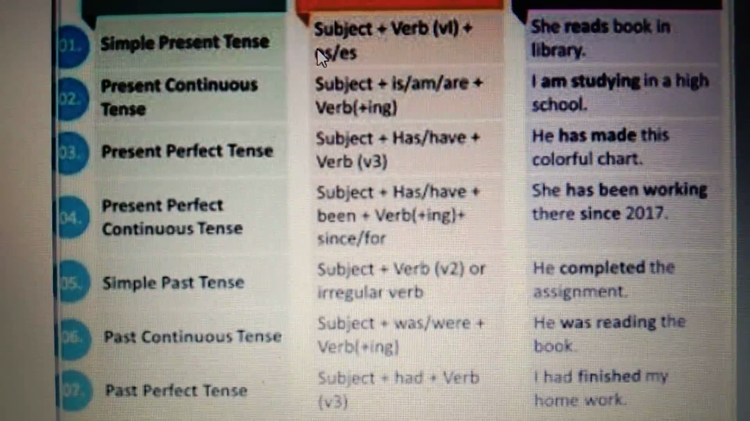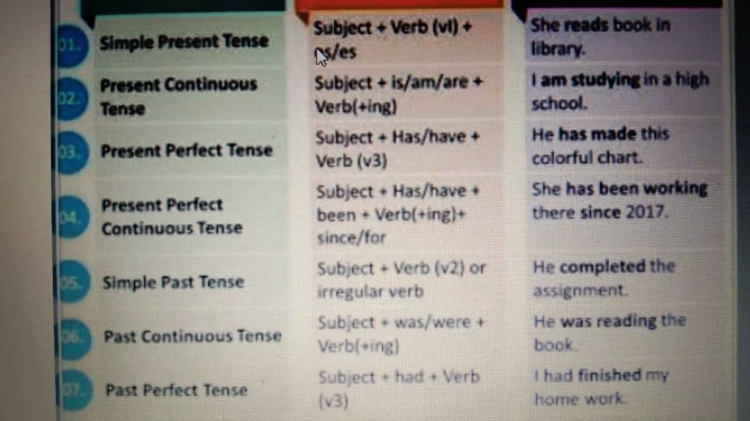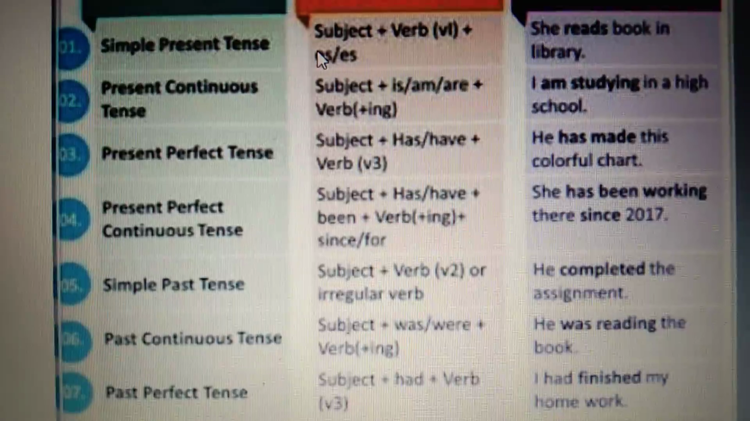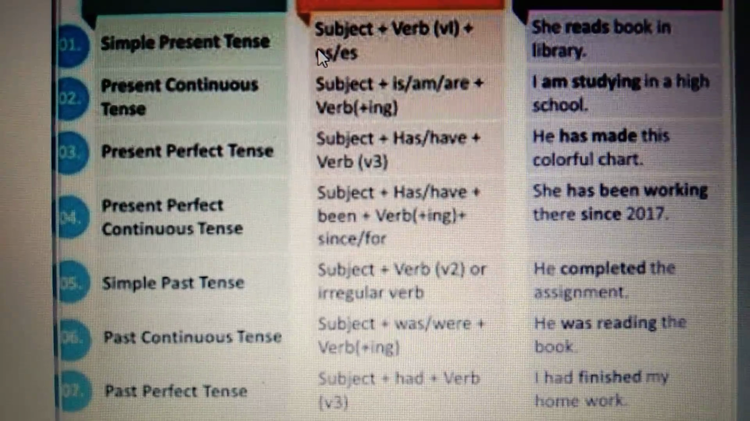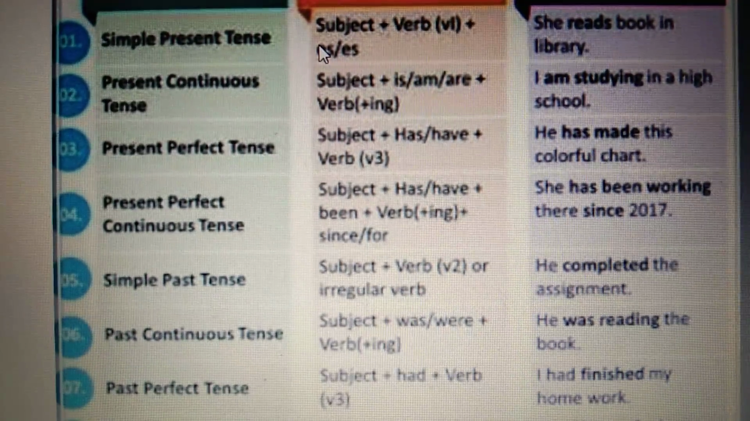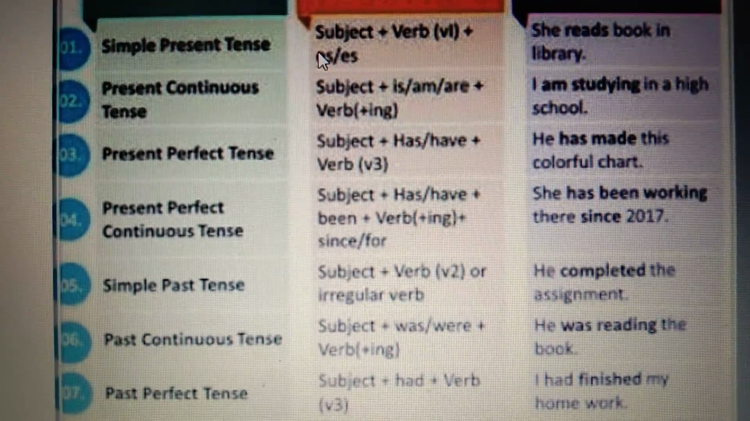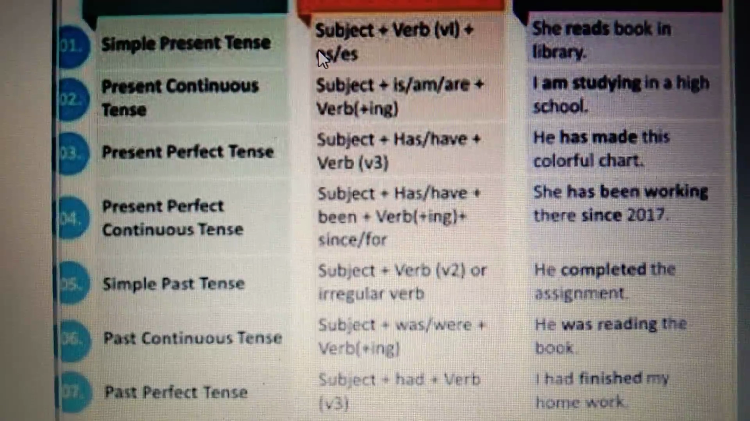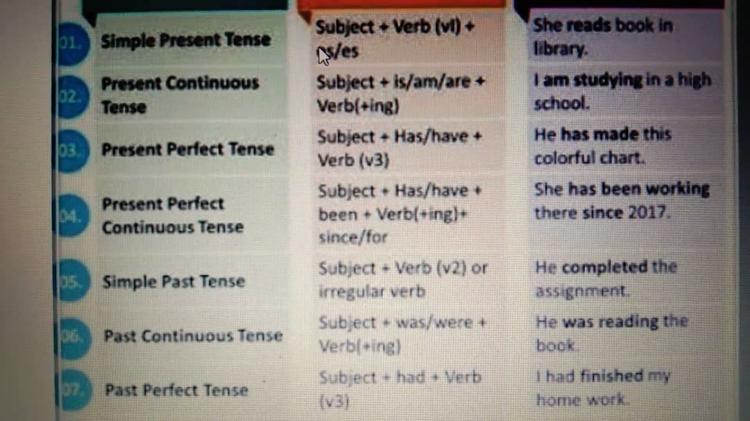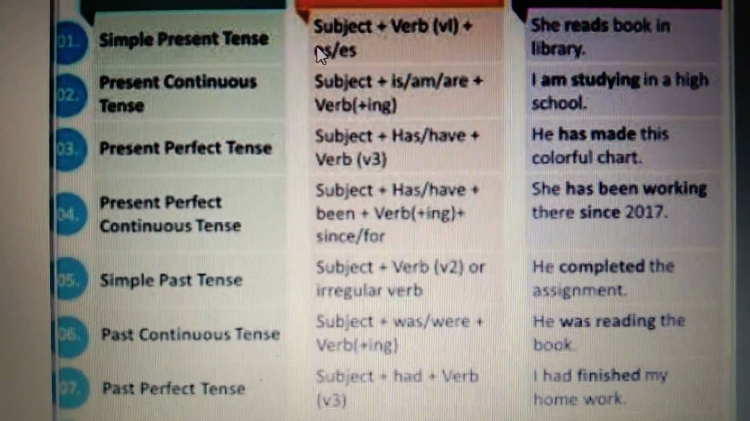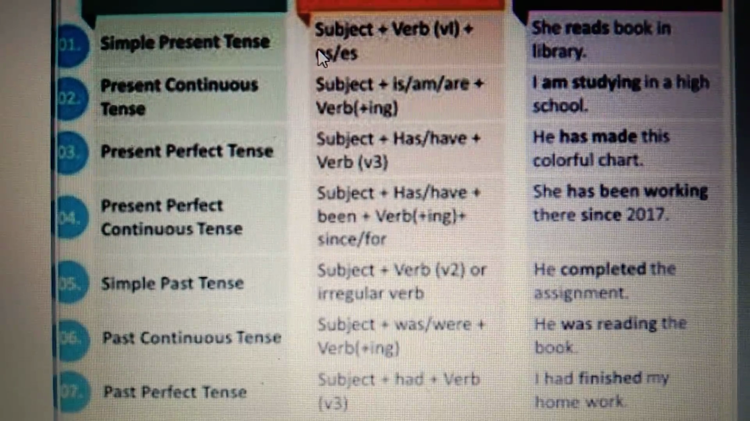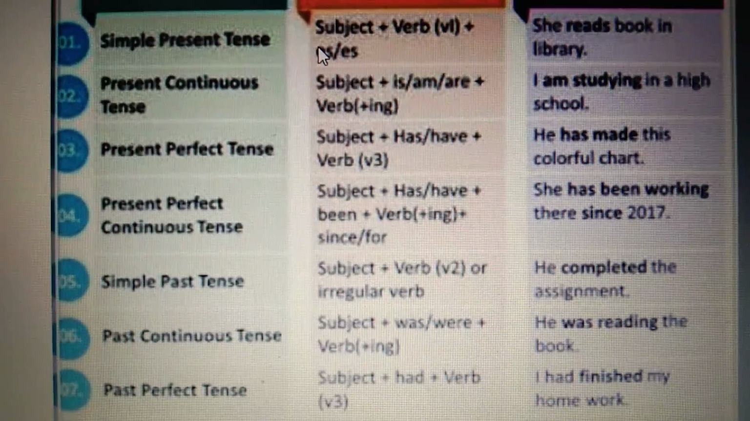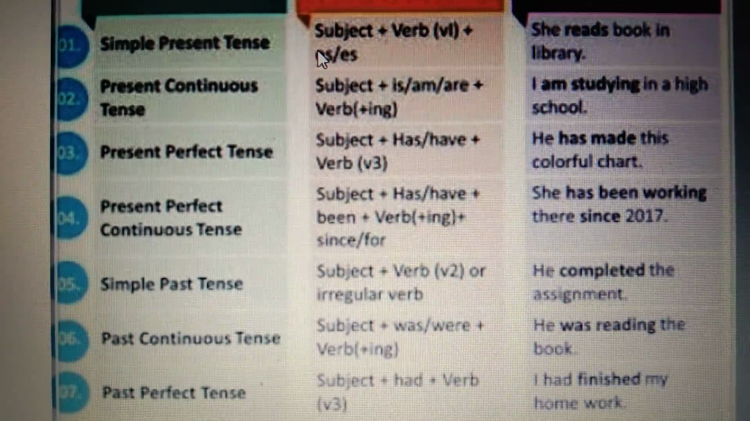If we want to make a negative sentence, again we use not between has or have and the helping verb. And to change into the interrogative sentence, we start with has or have. She has been working there since 2017. She has not been working there since 2017. Has she been working there since 2017?